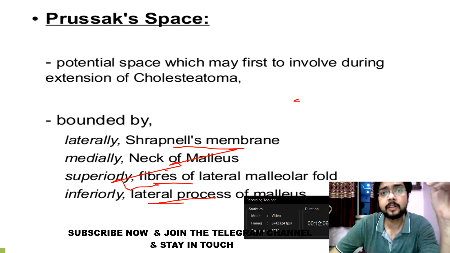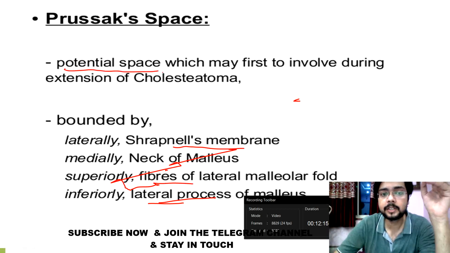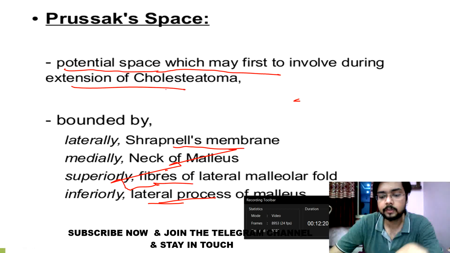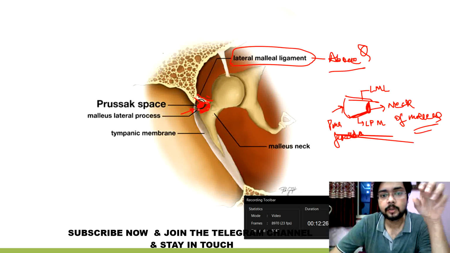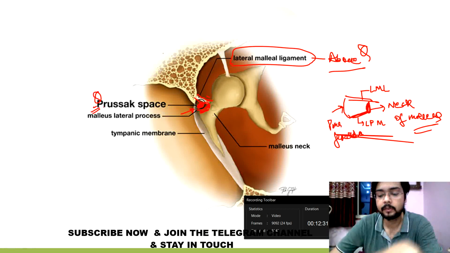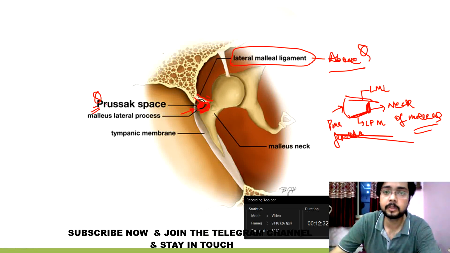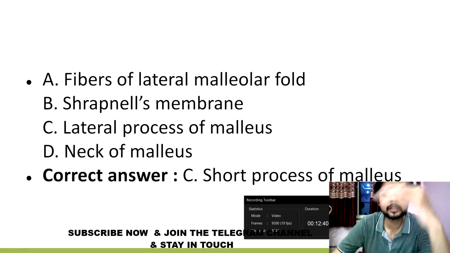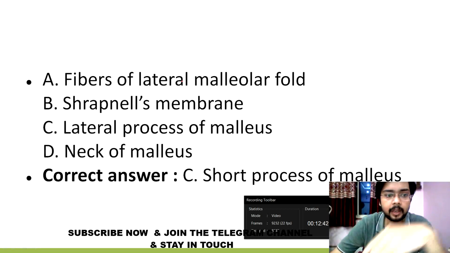Because it is the site of initiation of retraction pocket and cholesteatoma formation. So in acquired cholesteatoma, this is the potential space which may first get involved during extension of cholesteatoma. So very important site. Ventilation problem: only one pathway of ventilation is there in Prussak's space. Just remember, this is the site from where the cholesteatoma starts forming due to retraction pocket formation. Negative middle ear pressure will cause the retraction pocket formation.